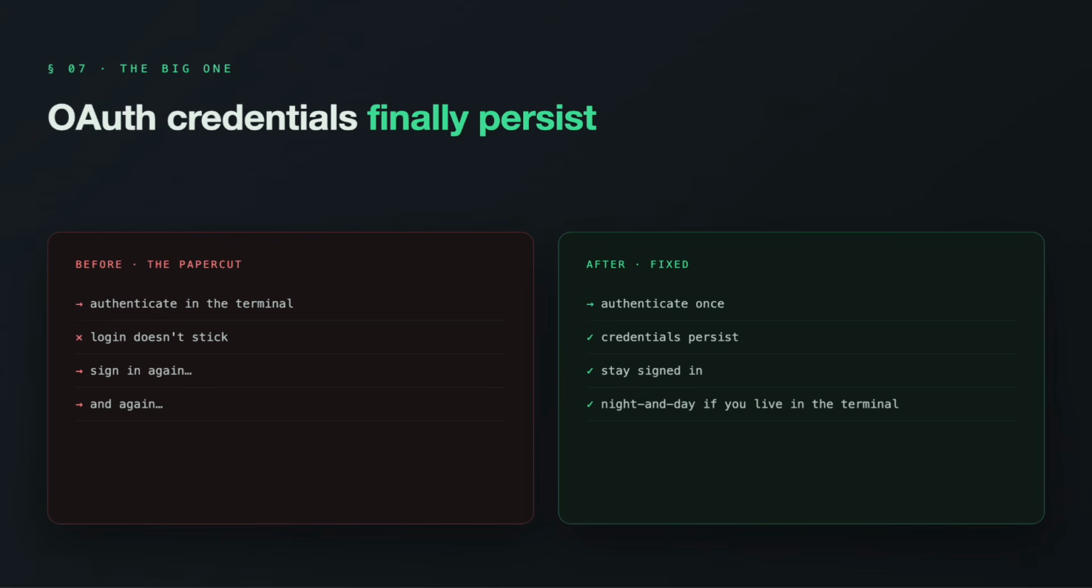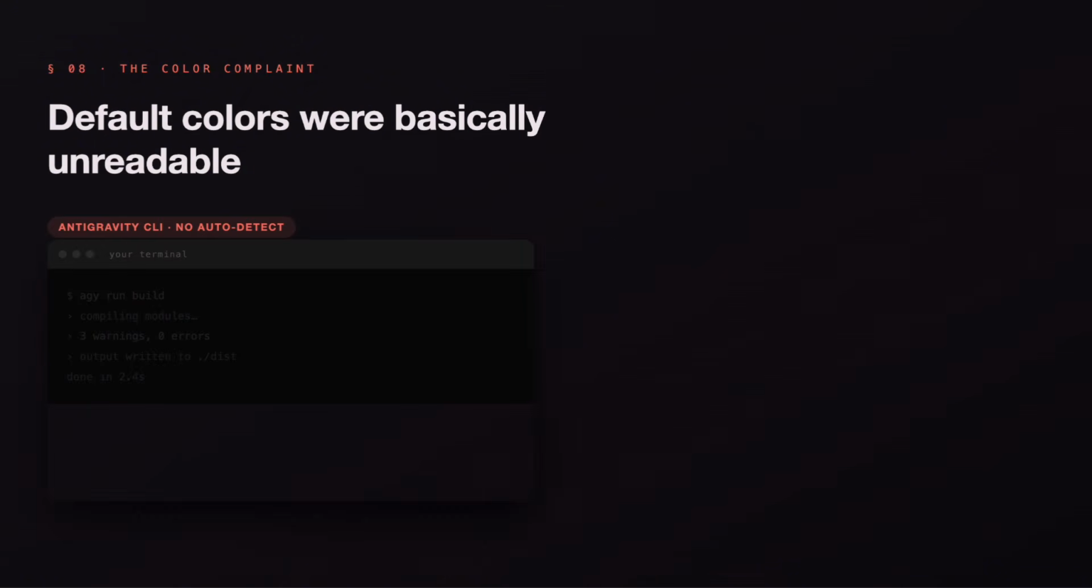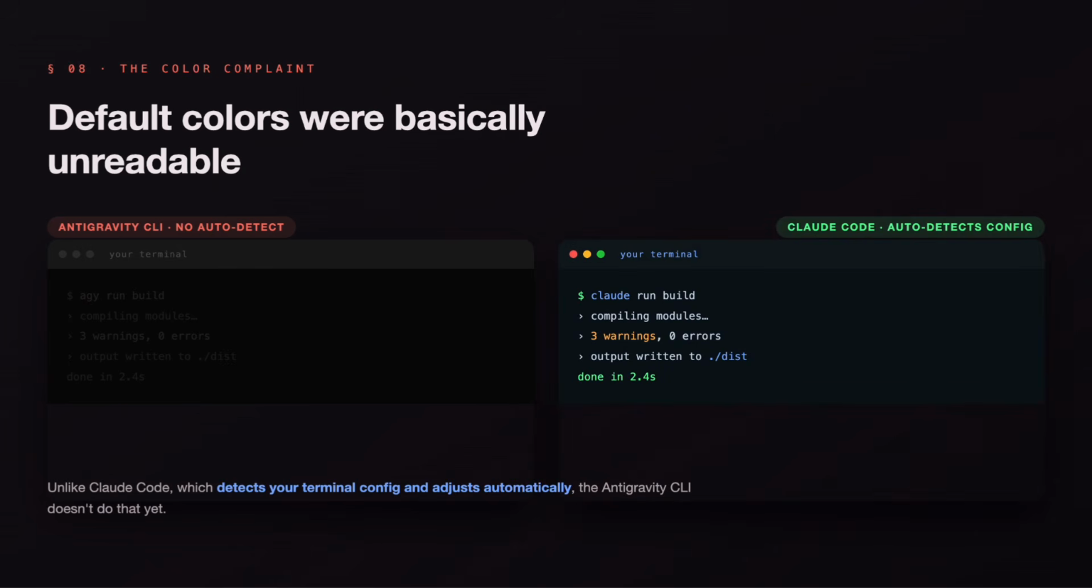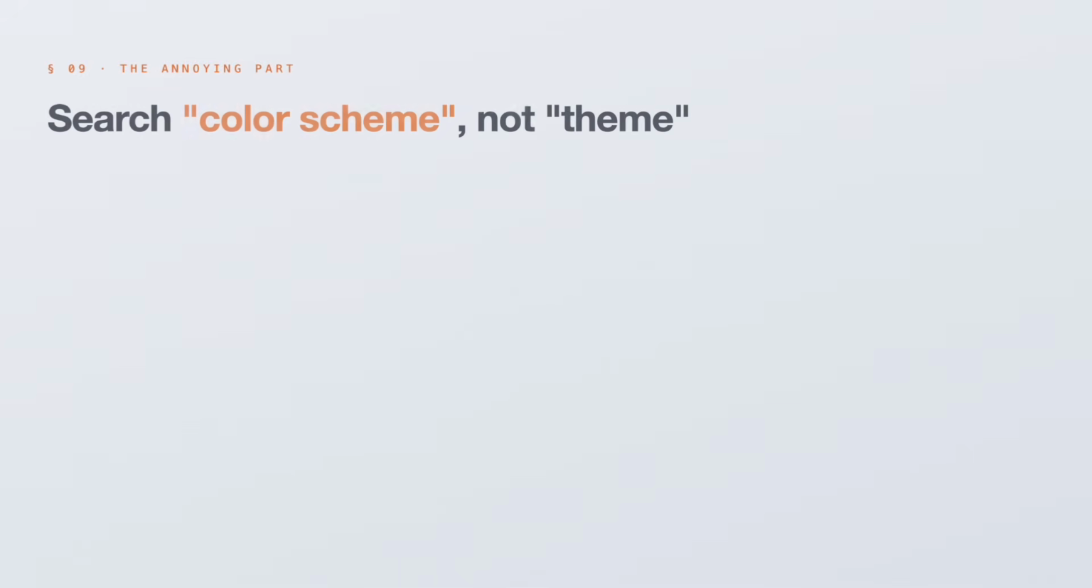There was also a color scheme complaint that got a lot of traction. On some terminals, the default CLI colors were basically unreadable. The answer for now is that you have to set it manually, because unlike Claude Code, which detects your terminal config and adjusts automatically, the Anti-gravity CLI doesn't do that detection yet. So if your colors look bad, go into Settings and look for Color Scheme.